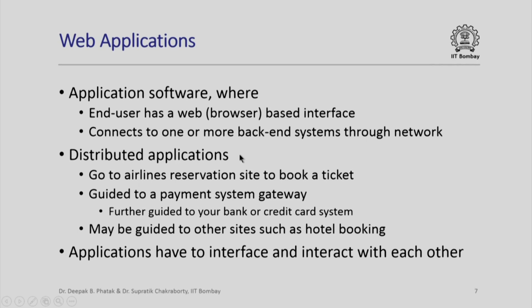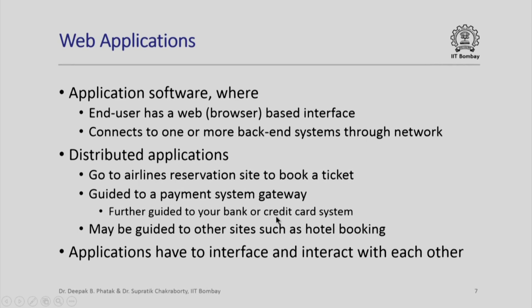To give you an example, suppose I want to reserve a ticket for a flight. I will go to the airline reservation site to book a ticket. That is my first application which I invoke. Once I am there and I select a ticket, I need to pay for it. So I am guided by that site to a payment system gateway, which is actually another application located on another server, maybe thousands of miles away. That payment system gateway will collect my credentials and may in turn guide me to my bank or credit card system where I actually make the payment.